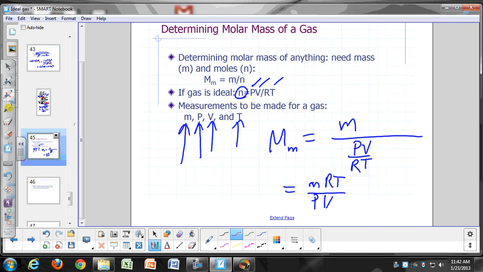Now, here's another way we can write this formula. If we know the density of the gas, what's mass divided by volume? That's density, right? So that's going to be equal to density times RT over P. So that's another way you can solve for the molar mass. If you know the density, multiply by RT over P.